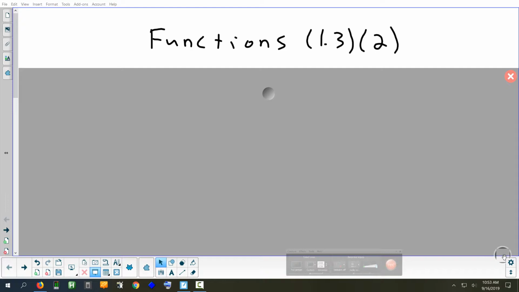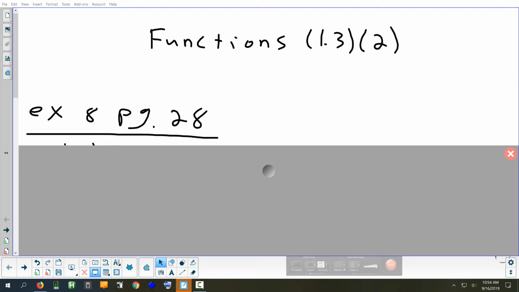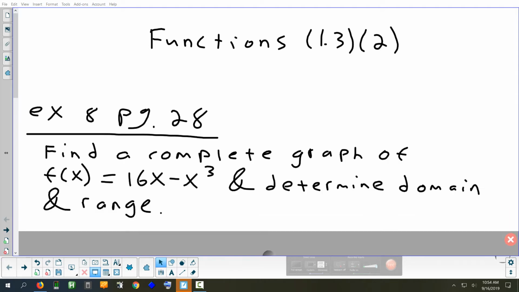So last time we ended with section 1.3. We were halfway through it, talked a little bit about what a function is and what it isn't. So remember, if it fails the vertical line test, it's not a function. So we're going to start out by just graphing a function on the calculator and figuring out what the domain and range is.